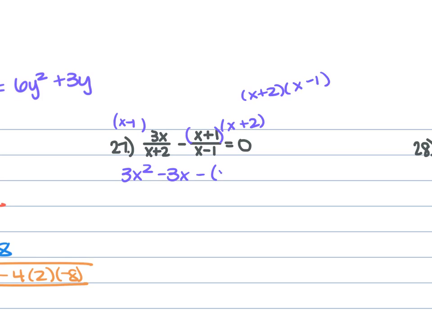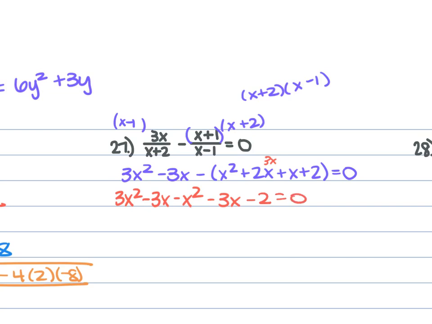The x times x is x squared. X times 2 is going to give us 2x. The 1 times x is x, and the 1 times 2 is 2, is equal to 0. We distribute that negative in. We're going to have 3x squared minus 3x minus x squared. The 2x plus x is 3x. So negative times 3x is a negative 3x minus 2 is equal to 0.